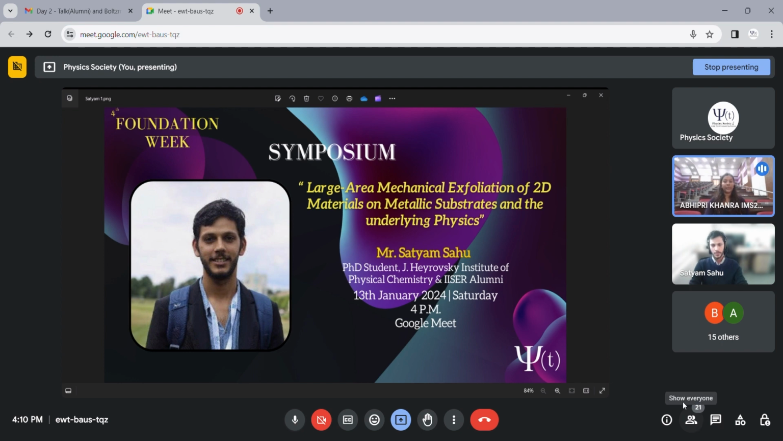Currently, he's working on the preparation and characterization of the large area flakes and is also interested in the low temperature physics and the optoelectronic properties of exotic 2D materials.